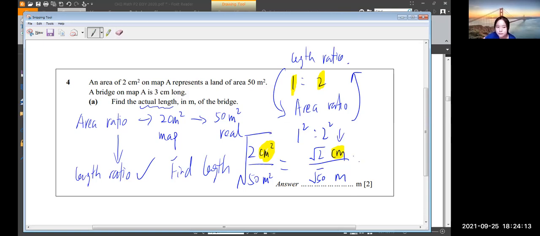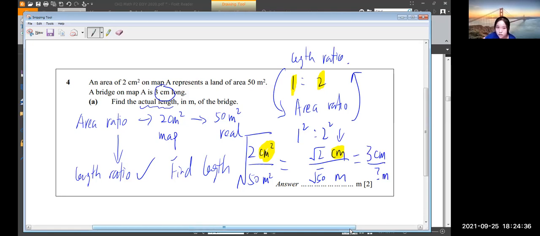Once you get a length ratio, what do you do next? You just put the 3 cm here, which is the map. Just put the 3 cm above. And then, of course, you will get the question mark. If you solve this, what do you think? Are you going to get the meter here, or are you going to get the cm there?